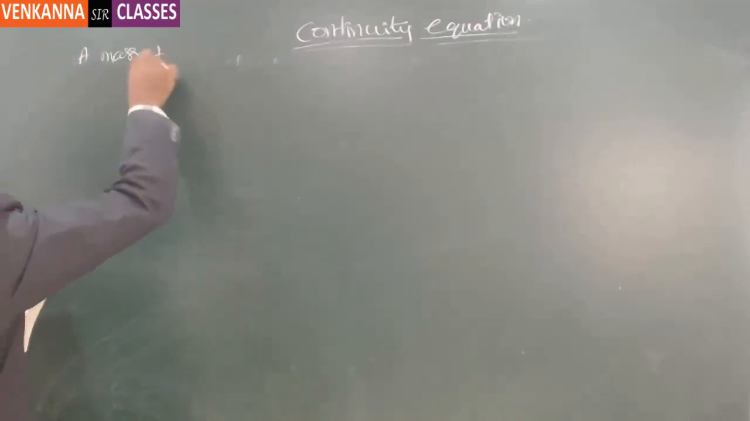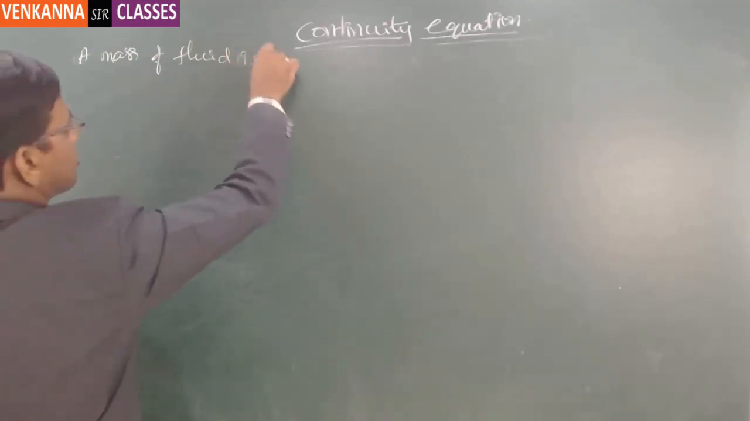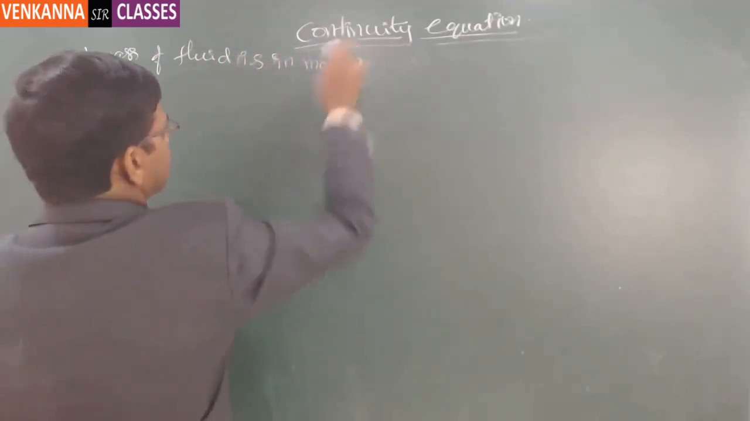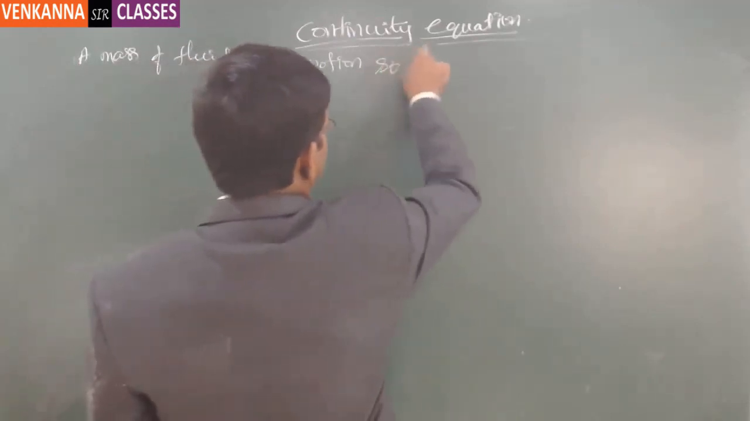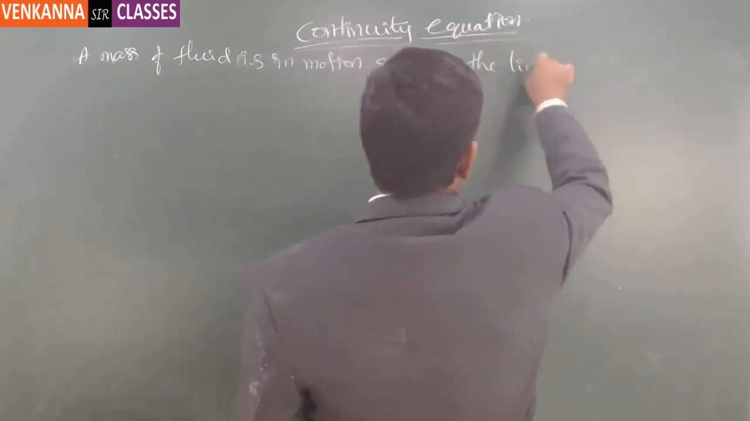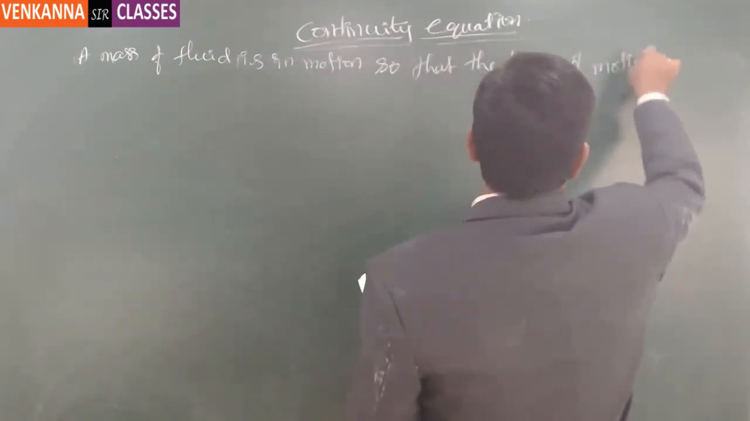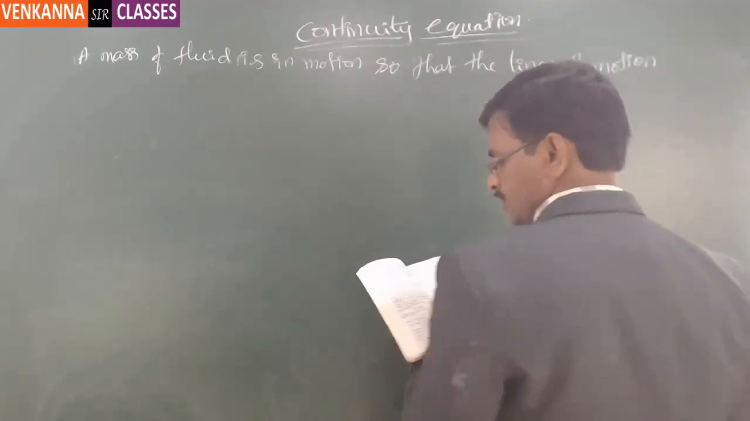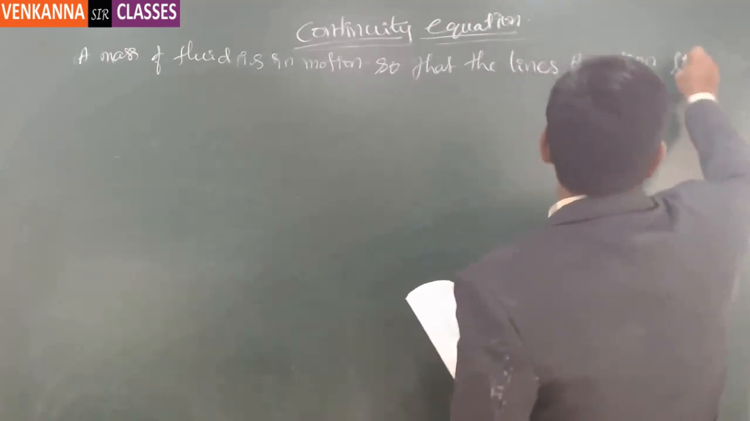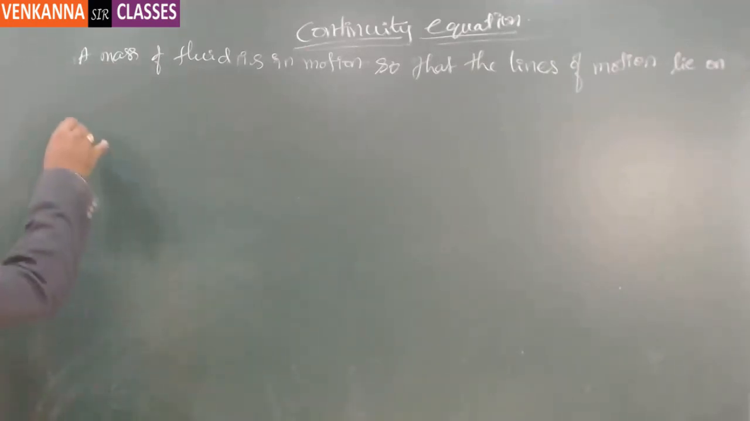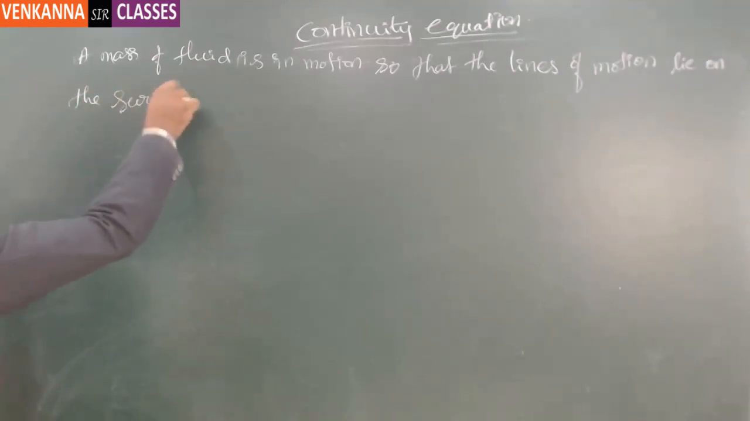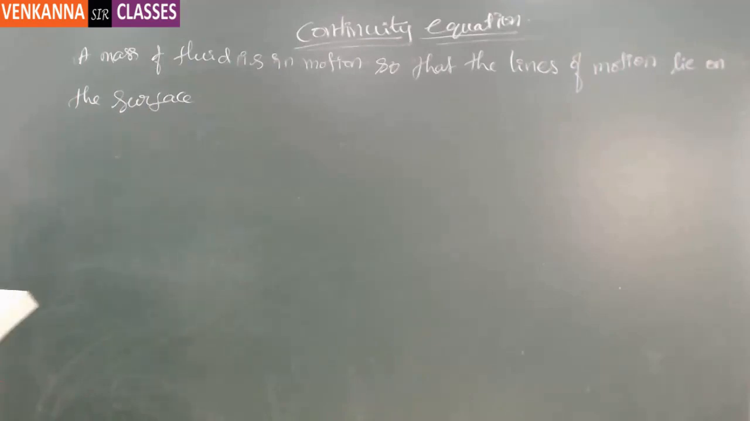Note down the problem. A mass of fluid is in motion so that the lines of motion lie on the surface of coaxial cylinders.